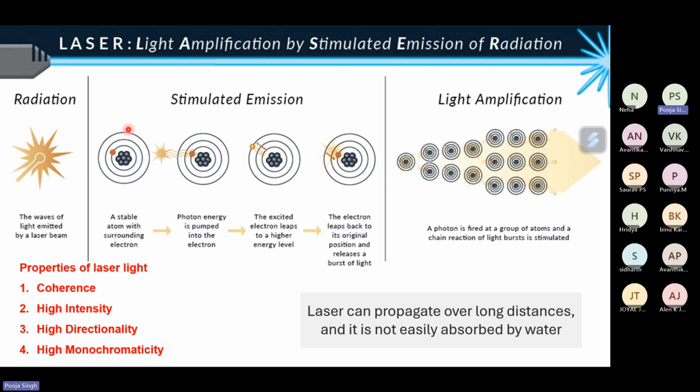It will have millions of atoms, defined by the Avogadro number, 6.022 into 10 to the power 23, right? So that many atoms will be there. We are considering only one atom, suppose. One atom basically has a nucleus surrounded by electrons. Here it is written: a stable atom with surrounding electrons.